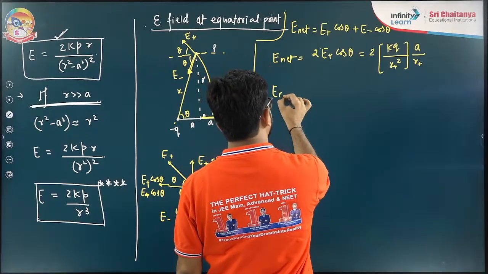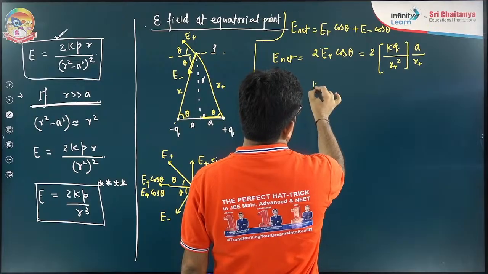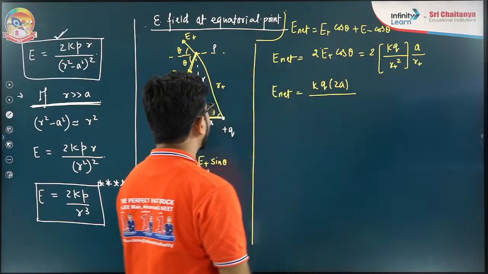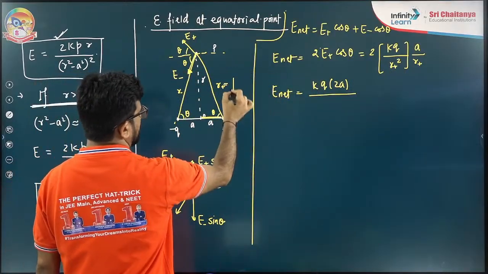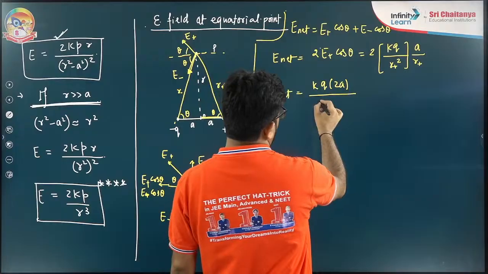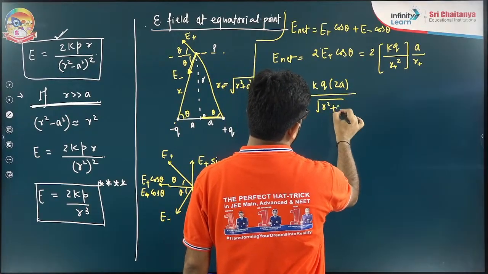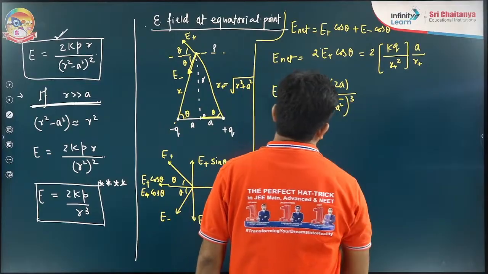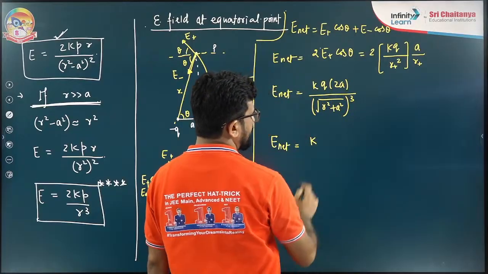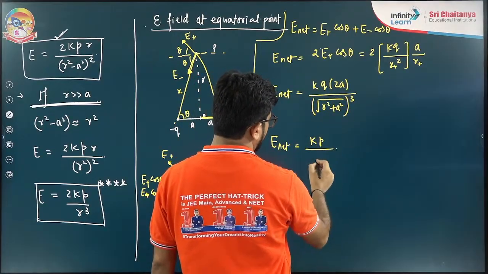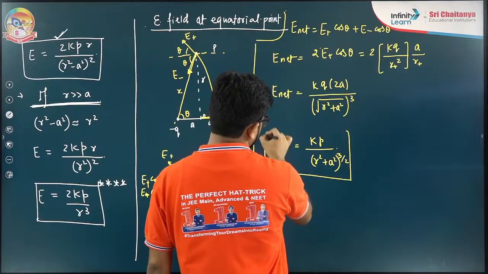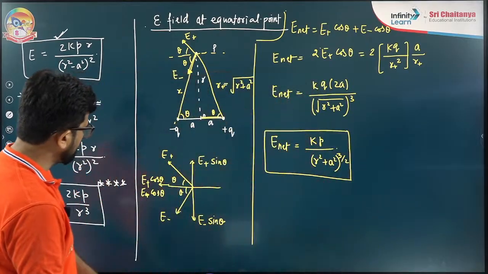E net is equal to K into Q into 2a divided by r positive cubed. What is the r positive value? Can you tell me? Yes, this is the square root of r squared plus a squared. So this becomes the square root of r squared plus a squared, whole cube. That means E net is equal to K Q into 2a, which is nothing else but p, divided by (r squared plus a squared) to the power 3 by 2. That is the answer. This is the E net, and it is also in this direction.